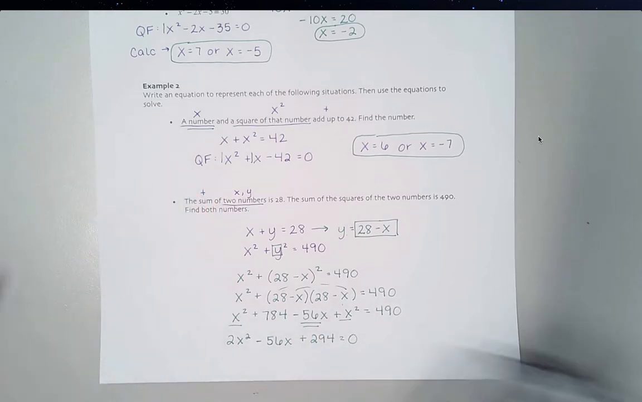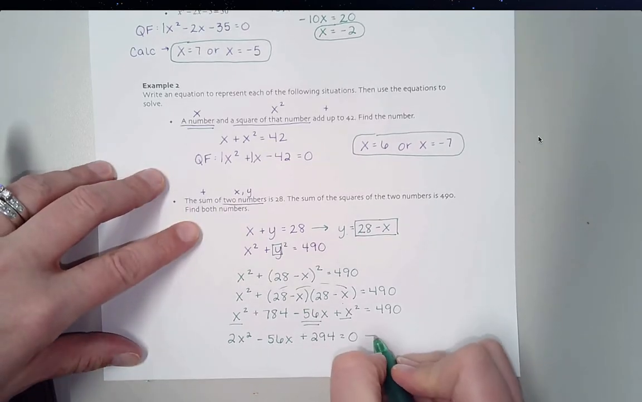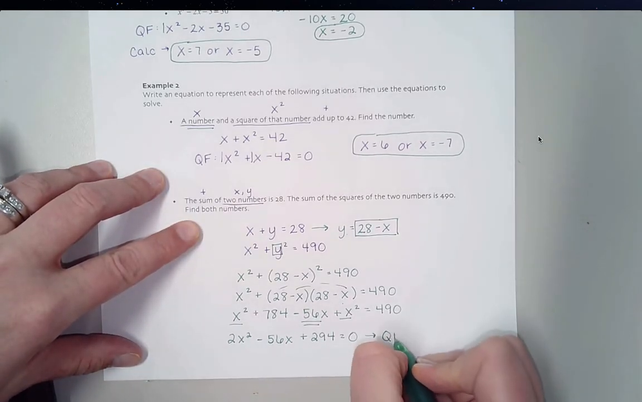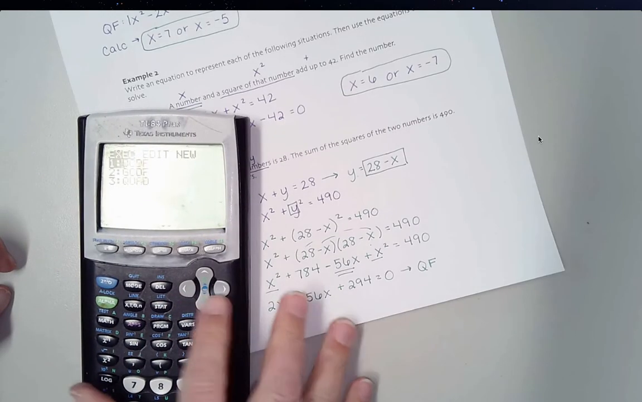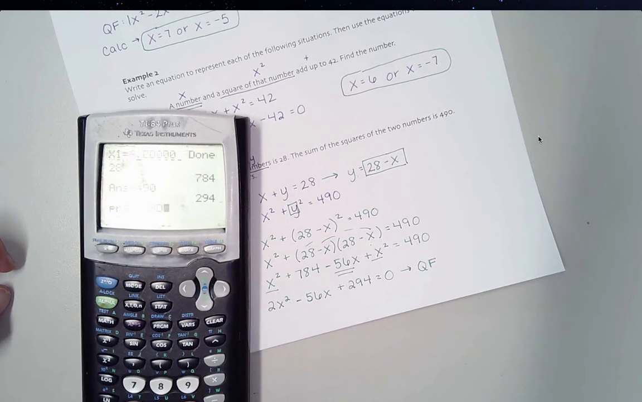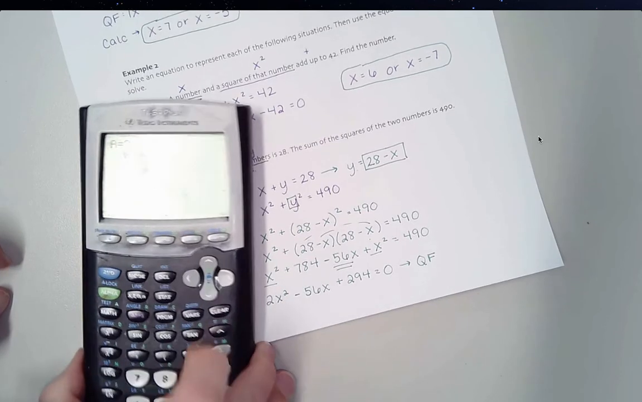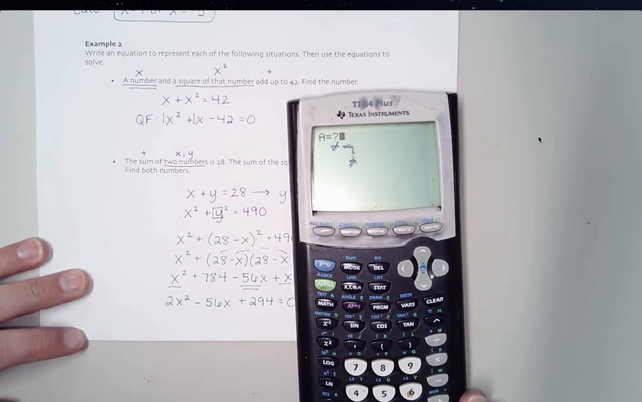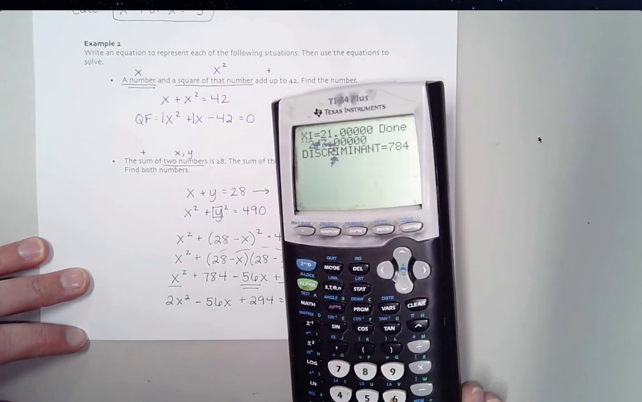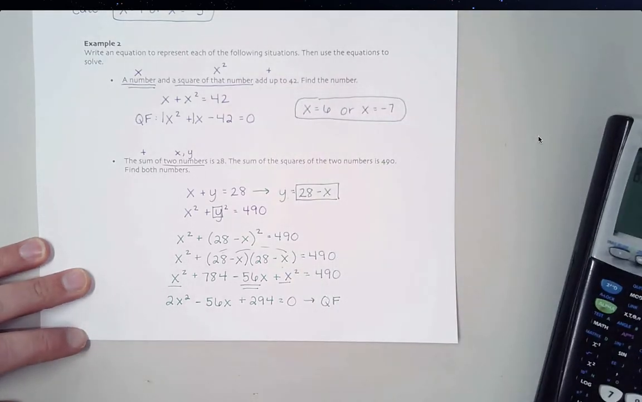Okay. And then I'm going to do quadratic formula from the calculator. So program, quad, enter, enter, enter. So many enters. Okay, my A here is 2, my B is negative 56, and my C is 294. And I end up with 21 and 7.